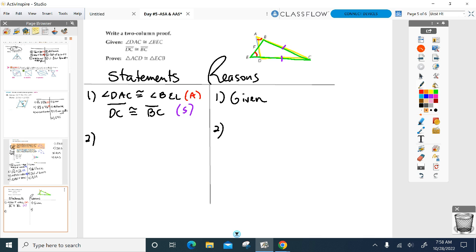We can't really go back to the givens. We used all the givens, right? I already have an angle and a side from the givens. So this is probably something you've got to find on your own by looking at the diagram, because the givens aren't going to help you anymore. So where is that third pair? Because I can't say the triangles are congruent yet.